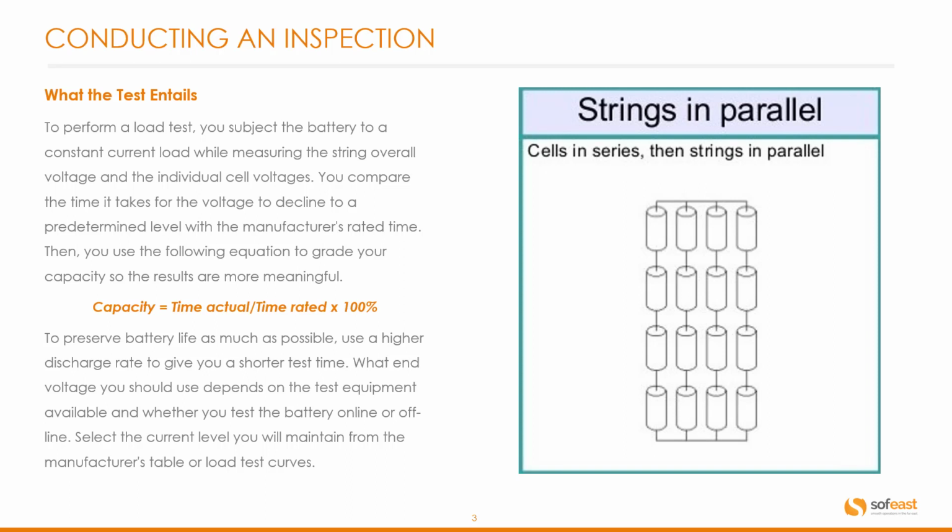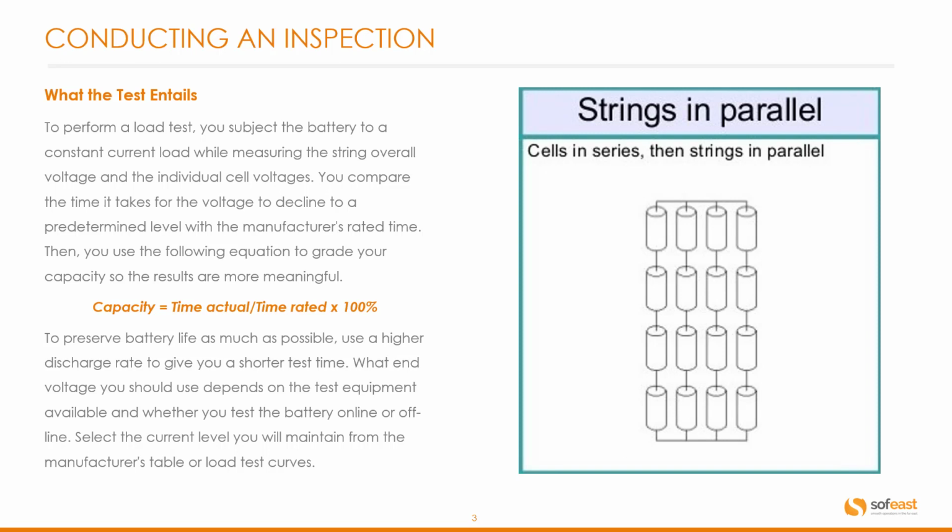To perform a load test, you subject the battery to a constant current load while measuring the string overall voltage and the individual cell voltages. You compare the time it takes for the voltage to decline to a predetermined level with the manufacturer's rated time. Then you use the following equation to grade your capacity so the results are more meaningful. That equation is capacity equals the actual time divided by the rated time times 100.